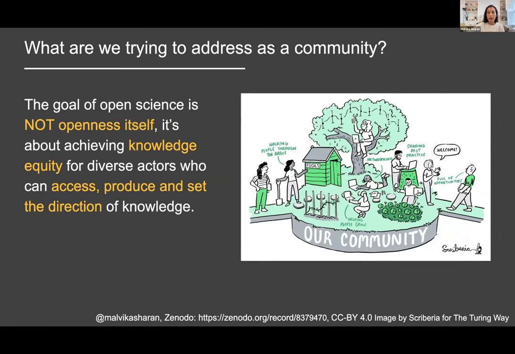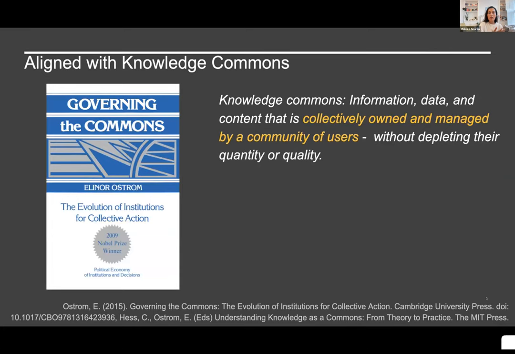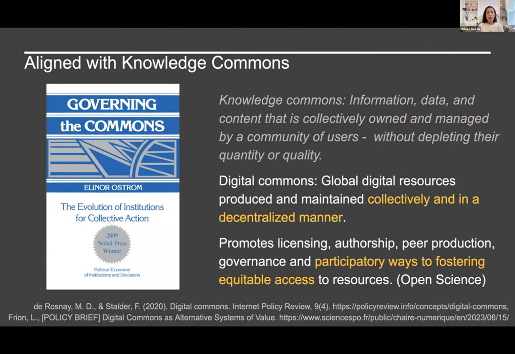In this space, I want to also say that over the years that I have been working in open science and with the Turing Way community, we have really actively tried to align our work with knowledge commons. The knowledge commons can be defined as information, data, and content that is collectively owned and managed by the community of users without depleting their quantity or quality. Digital commons are a part of knowledge commons, which is about global digital resources produced and maintained together in a decentralized manner. So the Creative Commons is actually a classic example of that. Collective and decentralization is achieved through promoting licensing, authorship, peer production, governance, and participatory ways to foster equitable access to resources, which is a very resounding definition of open science.